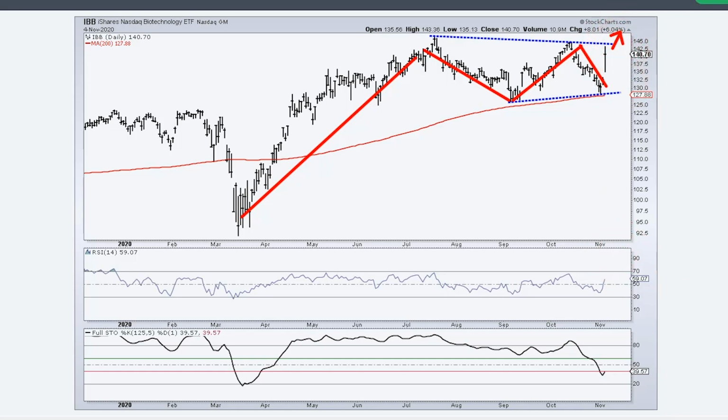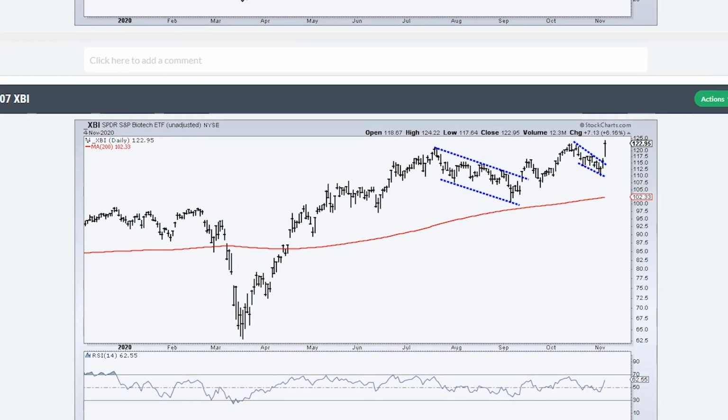Now, one thing that shows weakness in IBB is the Stoch Close indicator, 125.5. So it shows you the 6-month range, basically, where the closing price is relative to the last 125-day range of closing prices. And it moved below 40. And that's a sign of weakness if you have to dip all the way back down below 40 in the Stoch Close.